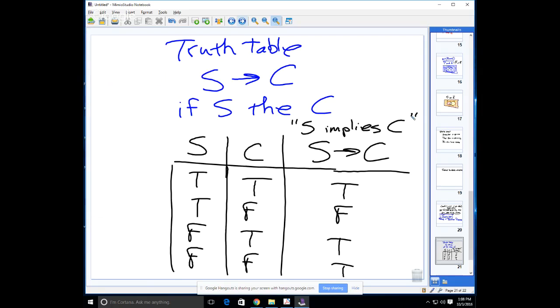And it could be a really complex statement with, you know, an S, a C, and another statement called D, and throw an and in there. When you do a more complicated one, you just keep doing one column at a time, and eventually you get to the end. So let's try a more complicated one.